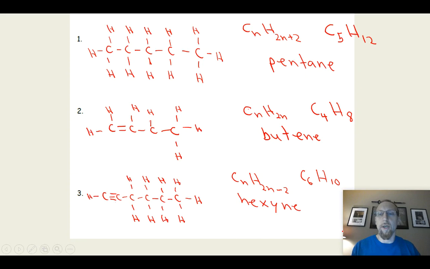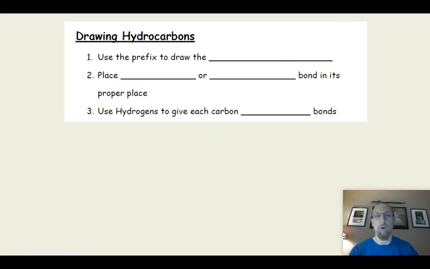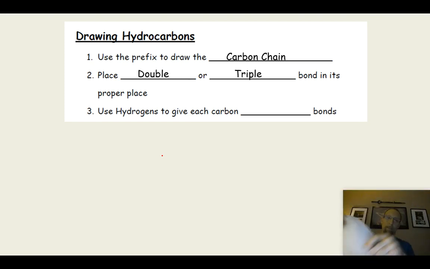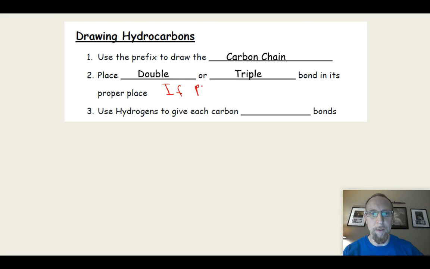So now what about going the other way? So if you want to draw the hydrocarbons, let's go through our rules here. So we want to use the prefix to draw the carbon chain. That prefix is going to tell us how many carbons are in the chain, and then we'll place the double or triple bond in its proper location. But that's only if a double or triple bond is present. If it's an alkane, there is no double or triple bond, so you don't need to do anything.